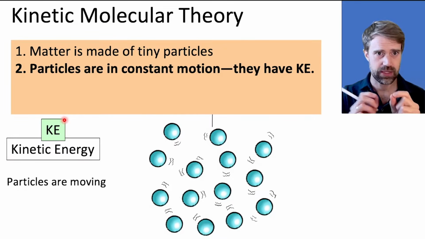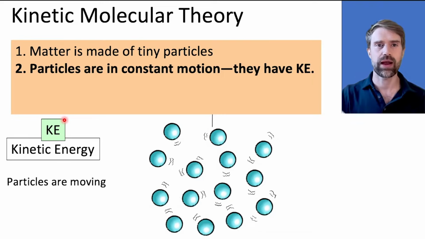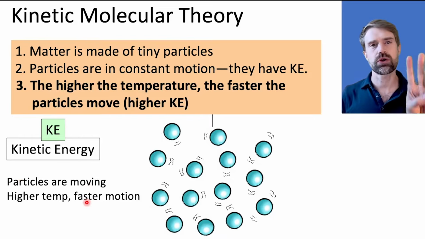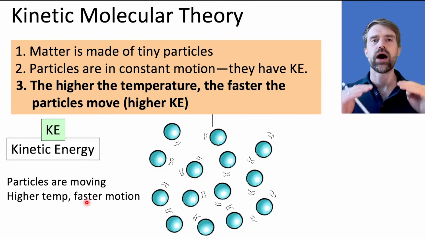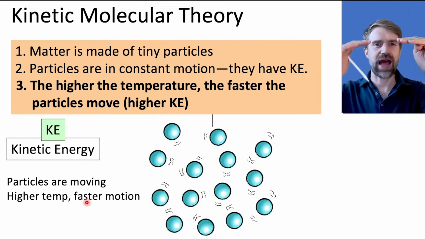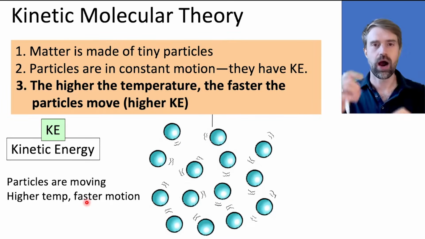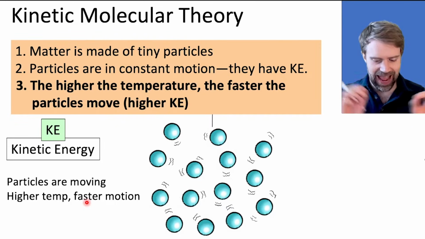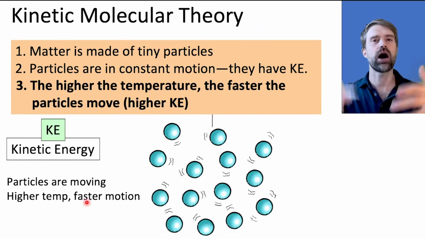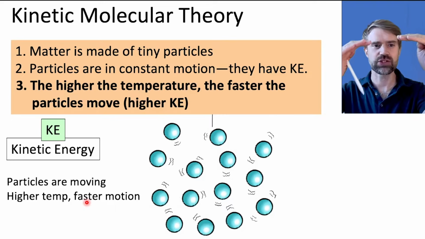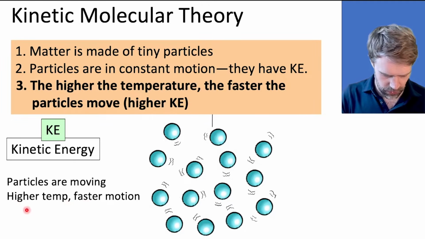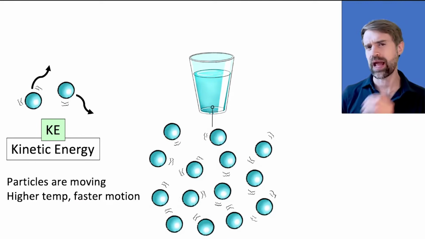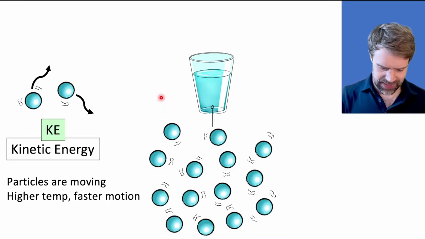They might be vibrating in place. They might be moving from place to place, moving around. That's kinetic energy, the energy of motion. Here's the third important rule. We haven't talked about this yet. The higher the temperature, the faster the particles move. Hotter, faster. The higher the temperature, the higher the kinetic energy of the particles. That's the basic cause and effect here. Higher temperature, faster motion of particles. Very important. Got it? Let's use the kinetic molecular theory to see what happens when water freezes into ice.